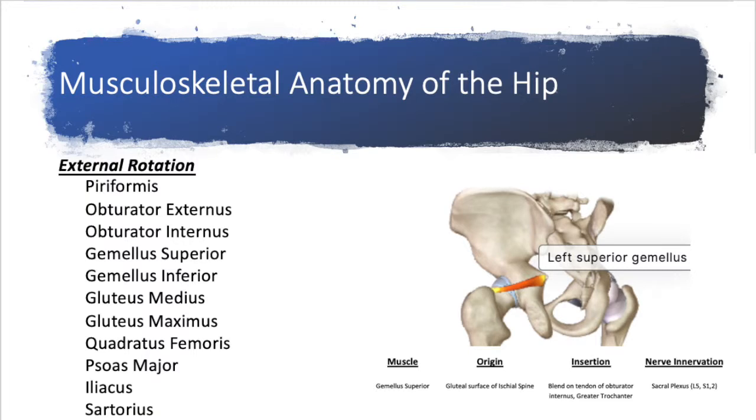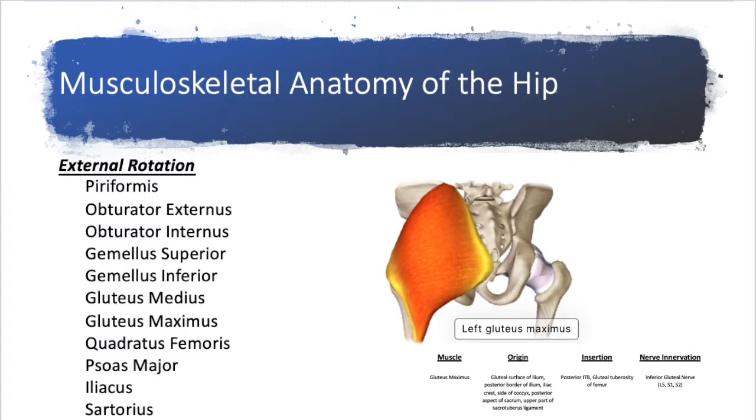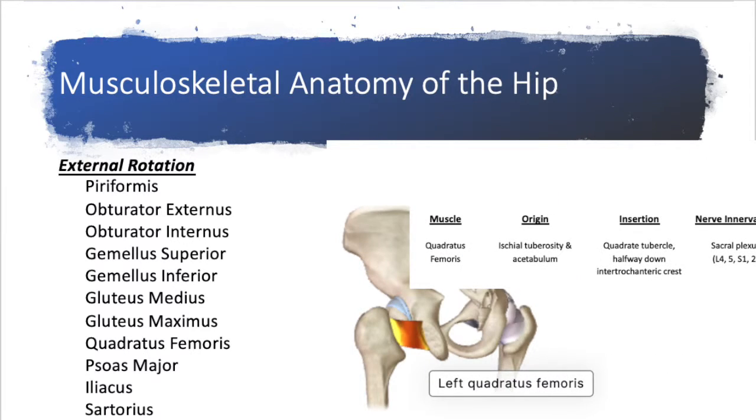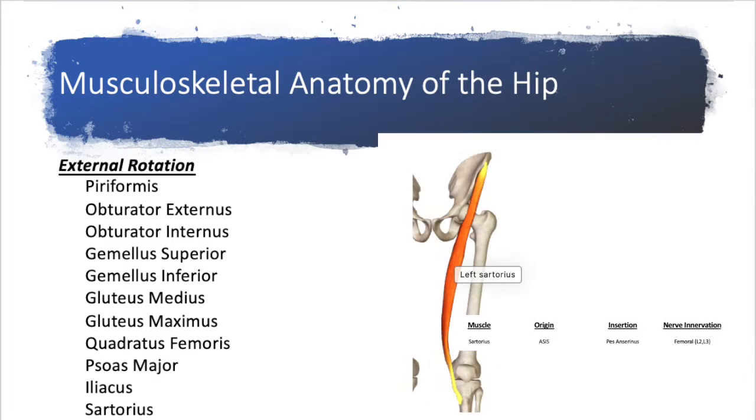Gemellus superior, which originates at the gluteal surface of the ischial spine and inserts on the tendon of the obturator internus and greater trochanter. And gemellus inferior, which originates at the ischial tuberosity and inserts at the quadrate tubercle. Gluteus maximus and quadratus femoris are also involved, which originates at the ischial tuberosity and the acetabulum and inserts at the quadrate tubercle and halfway down the intertrochanteric crest. Glute medius, psoas major, and iliacus and sartorius are also involved.